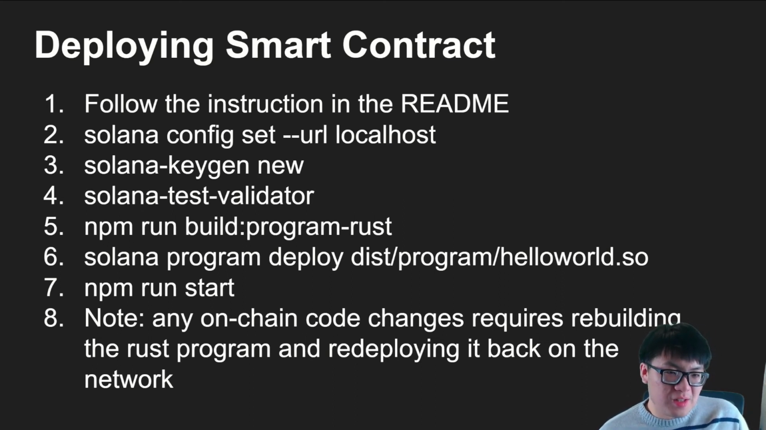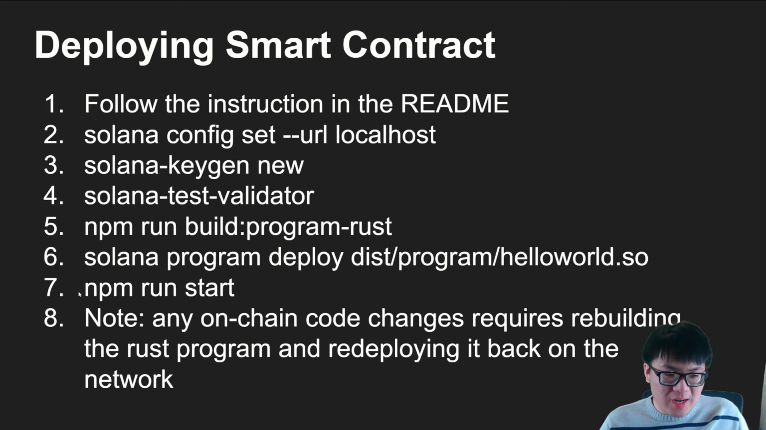You need to call solana-keygen new to create a key pair that we will use later. And then finally, once you have all that, just call solana-test-validator to start running a local node. This is important because we need to deploy our code. Now, once that's up, in parallel, we can also run npm run build:program-rust. This will run cargo to build our Rust program. I'll show you the package.json later to see what this is associated with. Once that's done, it will create this hello-world.so file that we need to deploy to our network. We do that by calling solana program deploy and the path to our hello-world.so file.